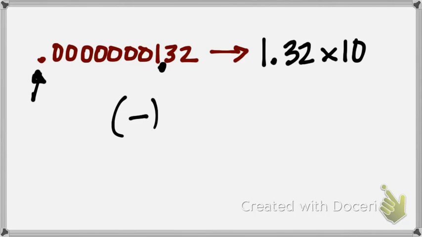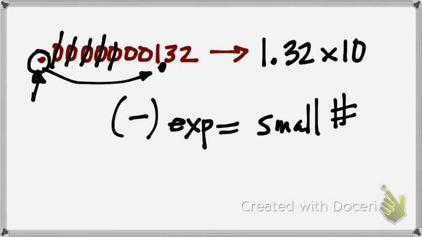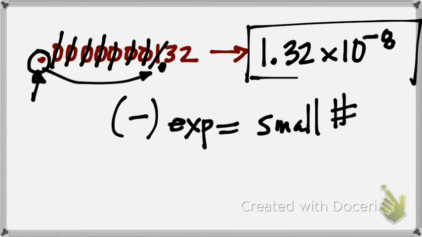Since this is a small number, your exponent is going to be negative. And if it's a negative exponent, you're dealing with a small number. So again, you've got to count the spaces between the original decimal point and the new one. So it would be 1, 2, 3, 4, 5, 6, 7, 8. So now it would be 1.32 times 10 to the negative 8 power. So either being given a large number or a very small number, you can change it into scientific notation. But what if you're given scientific notation and you're asked to have just a regular number?